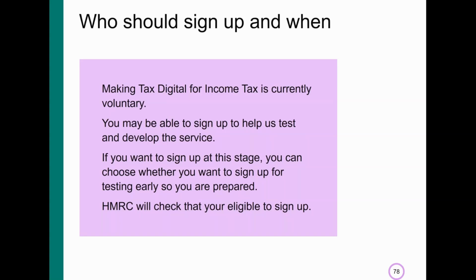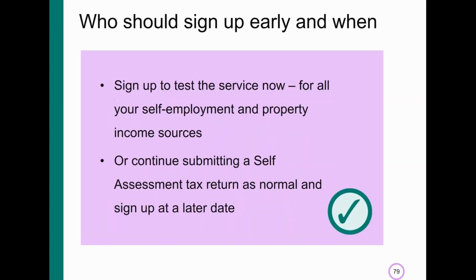If you want to sign up now, you will still need to submit a self-assessment tax return for the 2024 to 2025 tax year. If you need to sign up in the future, you can either sign up to test the service now for all your self-employment and property income sources, or continue submitting a self-assessment tax return as normal and sign up at a later date.